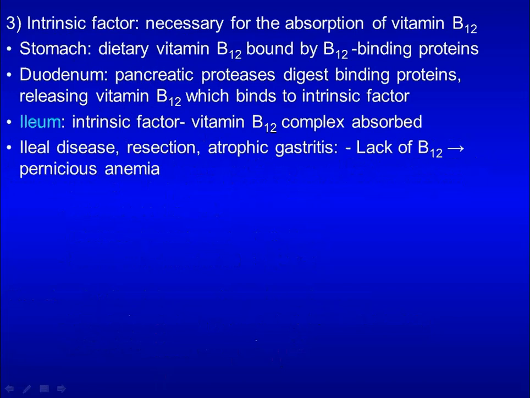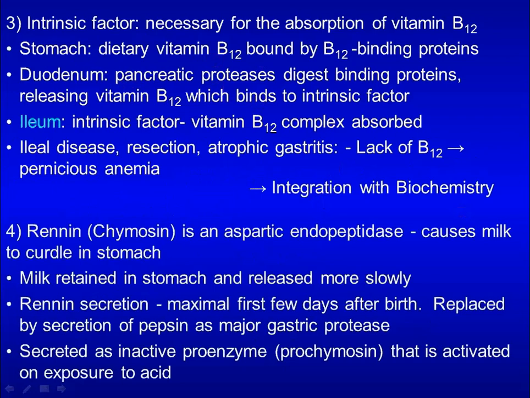Intrinsic factor is produced by oxyntic glands. It is essential for absorption of vitamin B12, as we have covered in biochemistry. So here's the integration with biochemistry. Renin, also called chymosin, is an aspartic endopeptidase. It causes milk to curdle in the stomach so that milk is retained in the stomach and released more slowly.